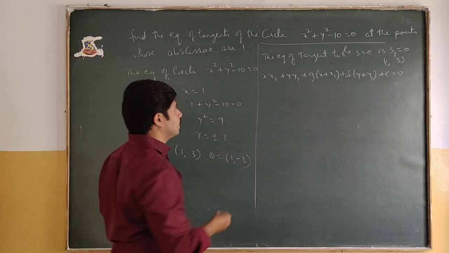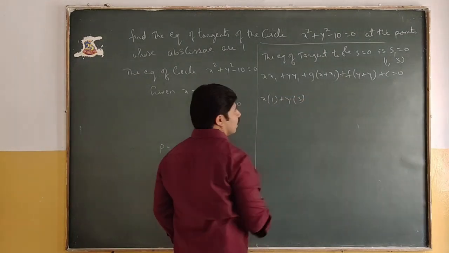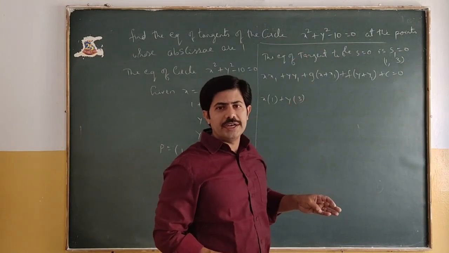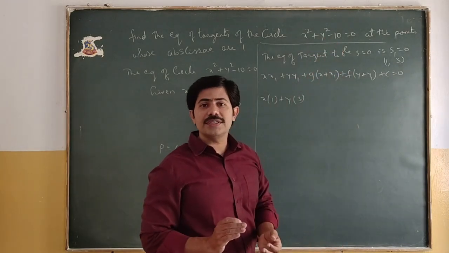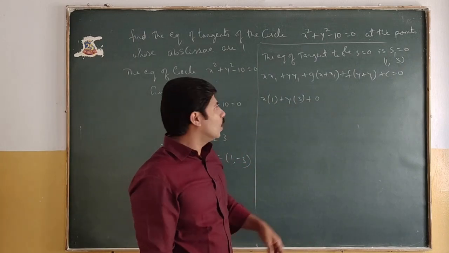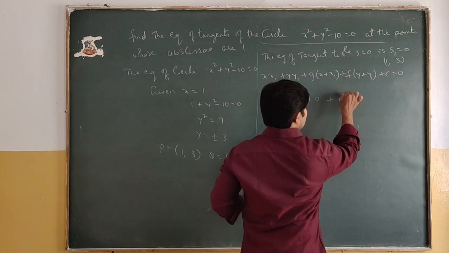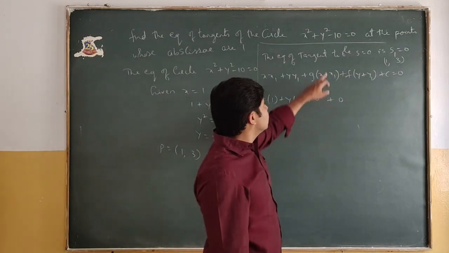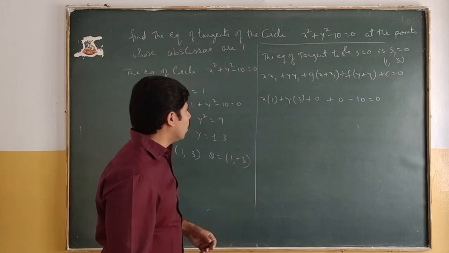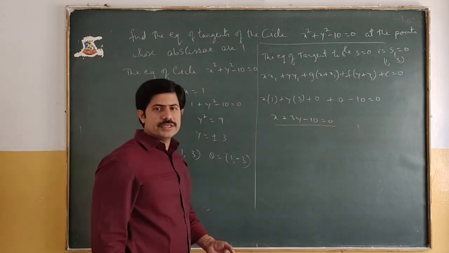We will substitute in the equation of tangent. That is x into x1, what is x1? 1. Plus y into y1, y1 is 3. And g value: see, here we don't have first degree terms x and y, so g value is understood to be 0, and 0 into anything is 0. And f value: the first degree term y is not there, so it is understood to be 0, and 0 into anything is 0. And finally, what is c? C is nothing but minus 10. So you write minus 10 is equal to 0. So now, what is the equation of tangent? It is x plus 3y minus 10 is equal to 0.